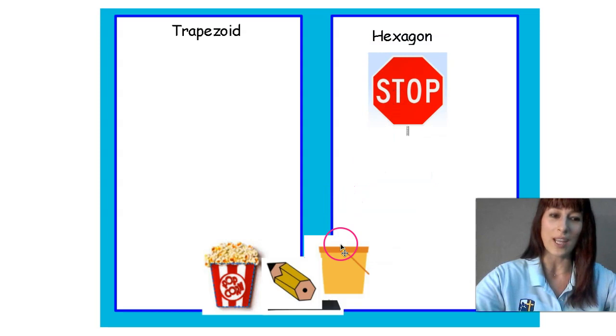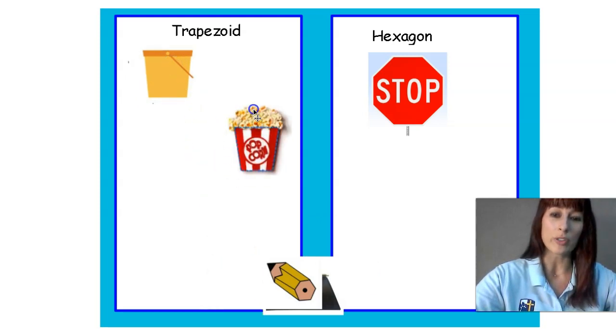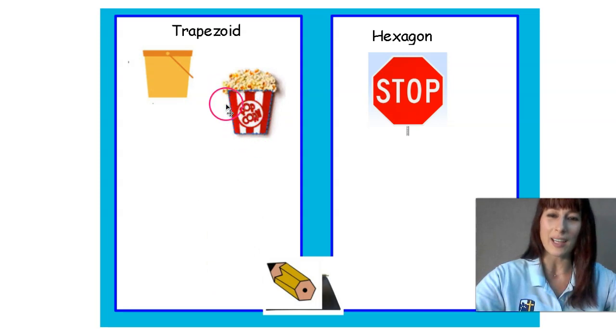This one will go in this column. This is a bucket and it has a shape of a trapezoid. Here we have popcorn, container of a popcorn. Again, I can see trapezoid here, 4 sides.